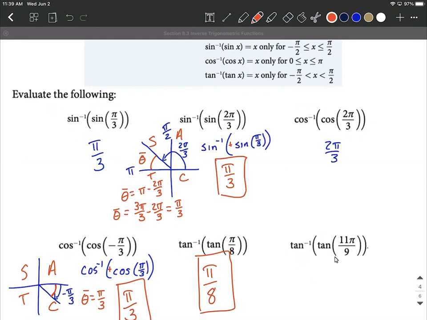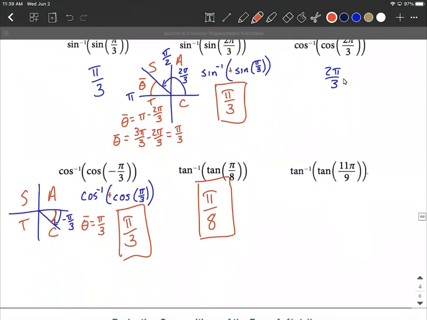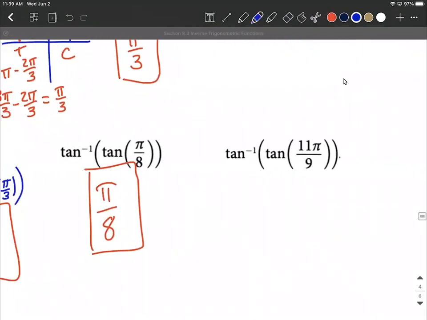But this last one's a little bit different, in that we have tangent inverse of tangent of 11 pi over 9. Now 11 pi over 9, that's an improper fraction. It doesn't fit in this correct range. So I'm going to do that same thing that I just did on these previous ones, but just sketch it in here. Think reference angles. So like I said, improper fraction, it's going to be bigger than 1 pi, but it's going to be smaller than 1.5 pi's as this one works out. So this is going to land in the third quadrant. If I draw in 11 pi over 9.